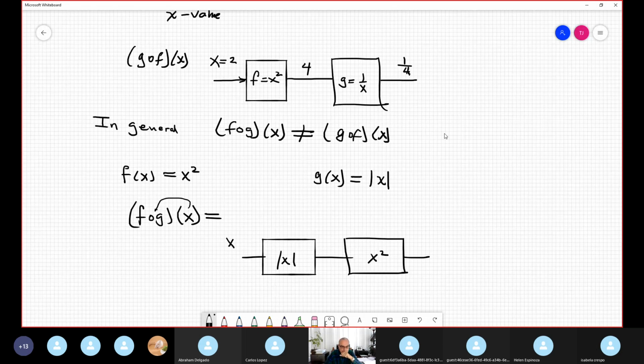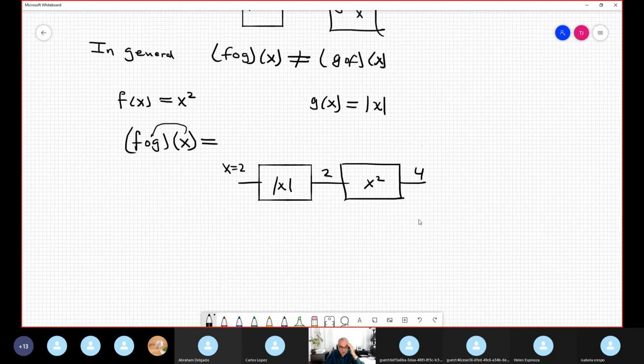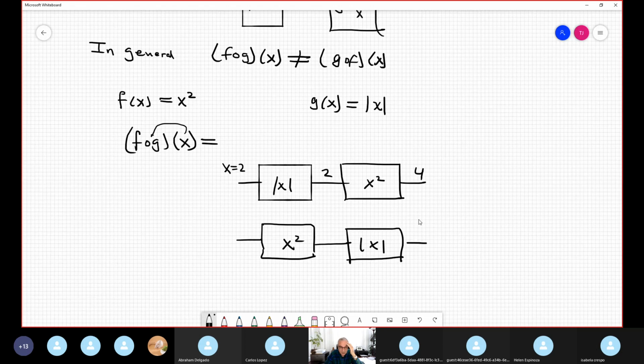I select one value, x equal to 2. Absolute value of 2 is 2, and 2 squared is 4. This is the same stupid mistake. No mistake, because they are coincidence. See, you interchange this block. Suppose x squared here and absolute value here, and you introduce 2 again here. This is 4, and this is 4 because absolute value of 4 is 4. Pero no. In general, no. Keep in mind, in general, no.